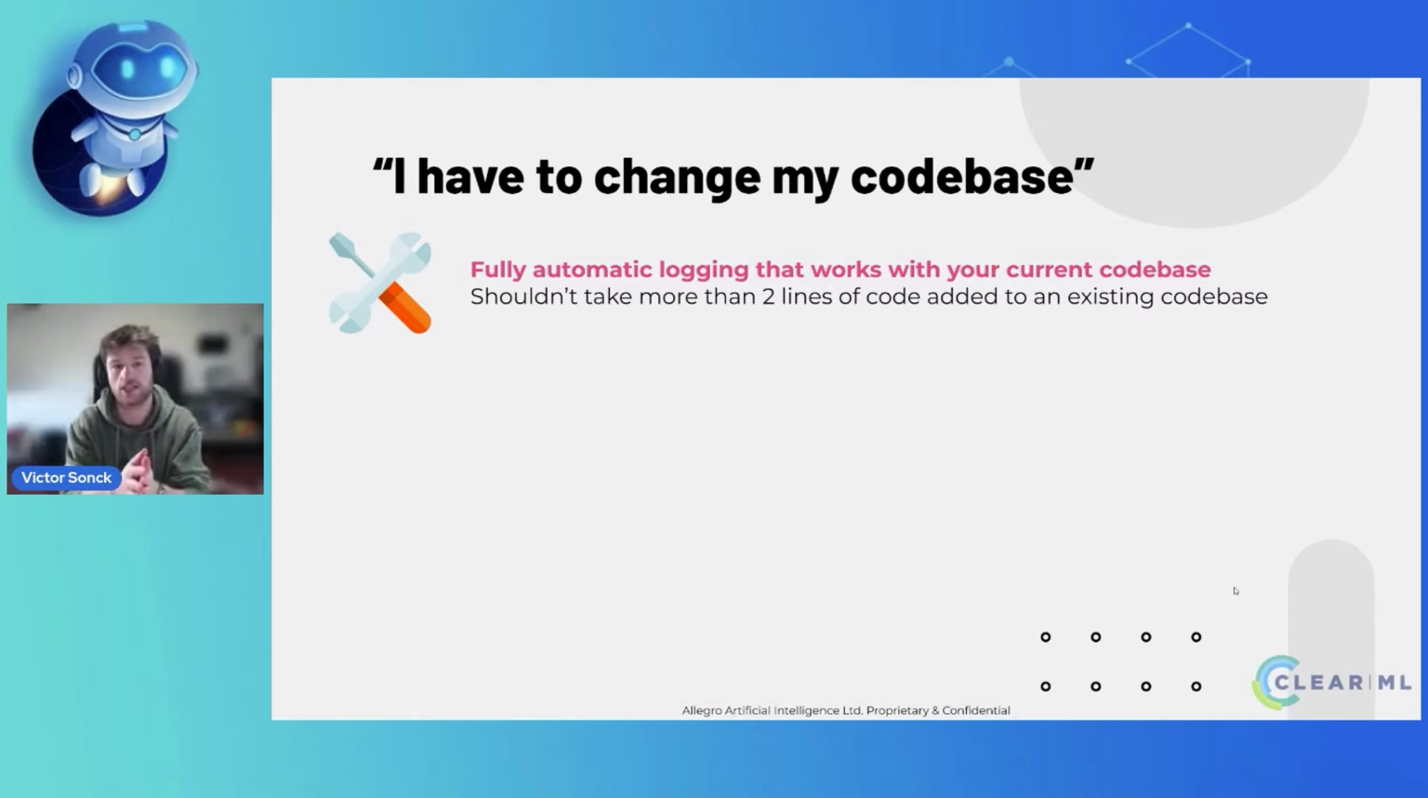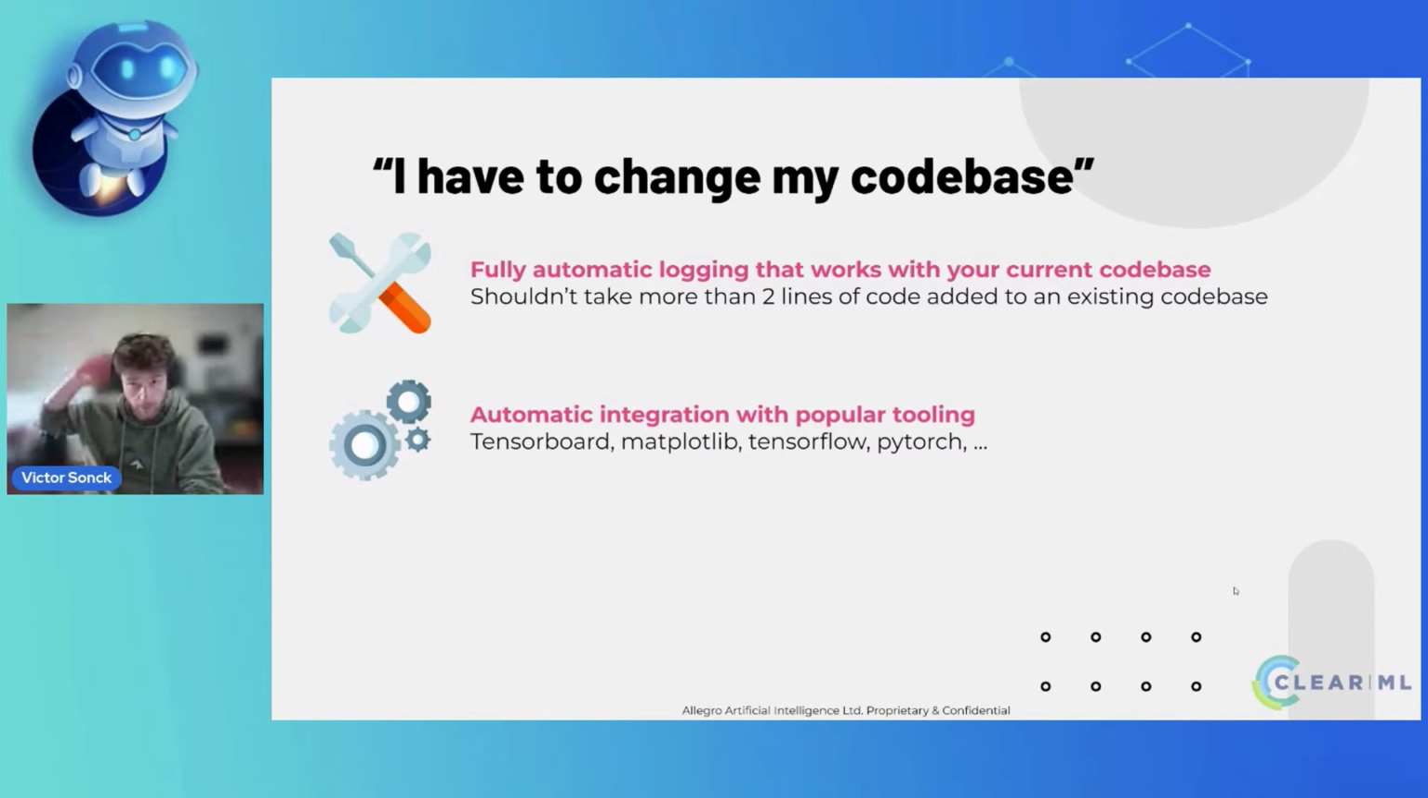So in a lot of cases, you will find experiment managers like ClearML that do fully automatic logging. So you basically only have to add 2 lines, that's it, 2 lines of code to an existing code base. You don't have to change your practice or how you like to write code. You just add 2 lines and that's it. And it starts tracking everything. So it's then just a back of the mind type of thing. You also have automatic integration with popular tooling. So if you use TensorBoard or Matplotlib, it should just integrate.